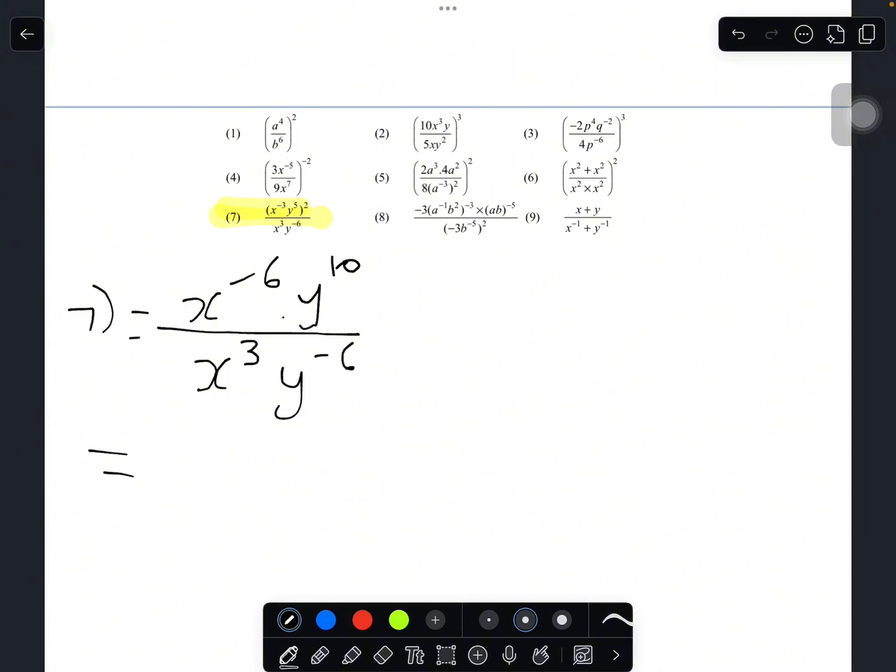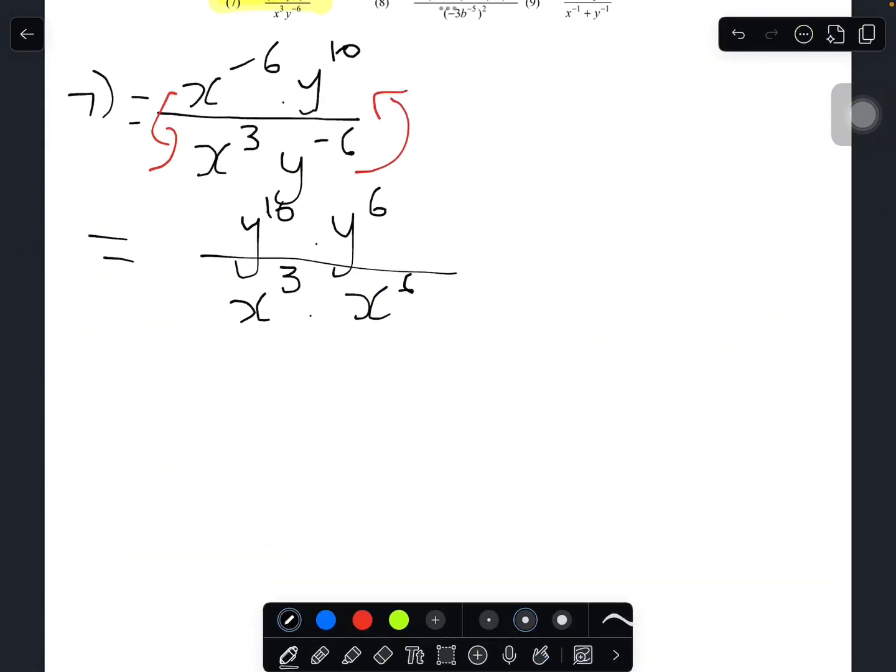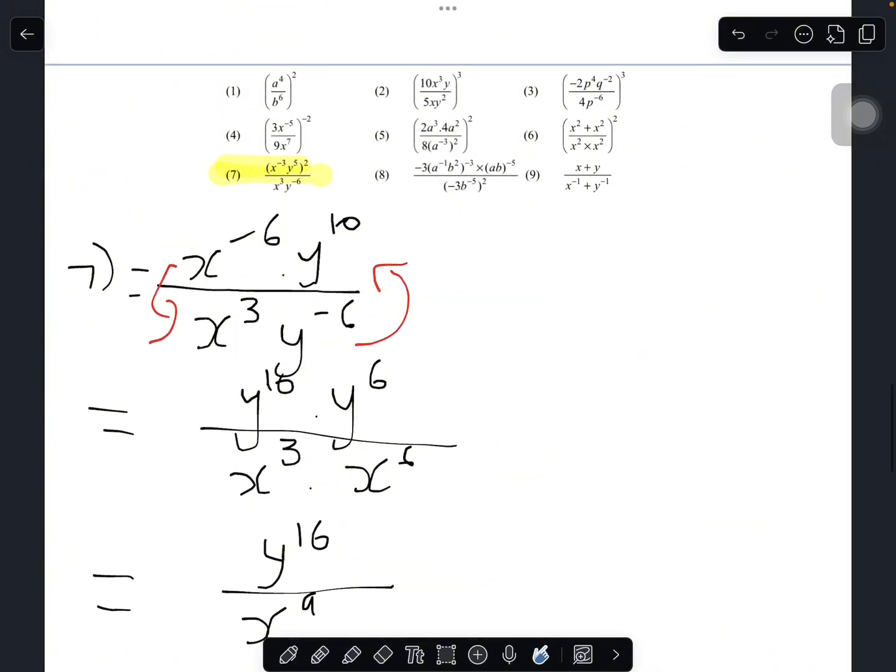And that's then going to equal, so we're going to bring this x to the negative 6 here to the bottom, and we're going to bring this y to the negative 6 here to the top. So on our top, we're going to have y to the power 10 times y to the power 6 all over x to the power 3 times x to the power 6. And we're just going to simplify this, which will make it look like y to the power 16 over x to the power 9, I believe. And just like that, you have the question right.